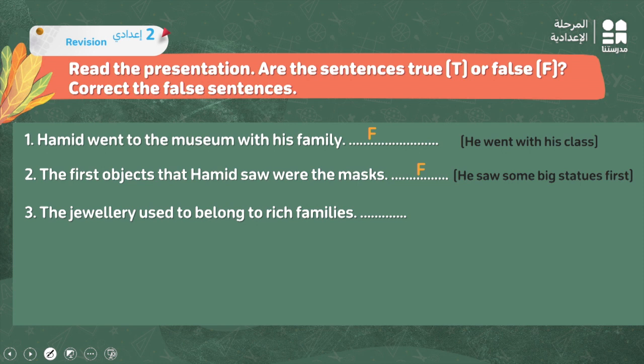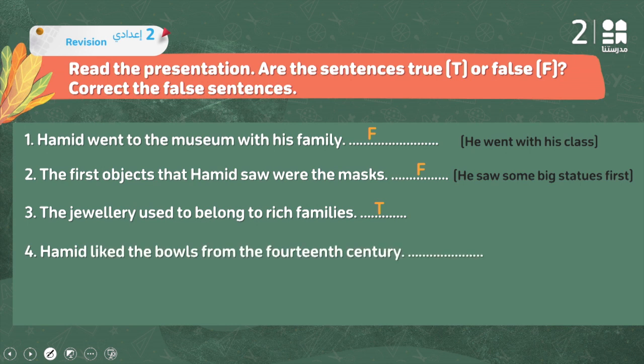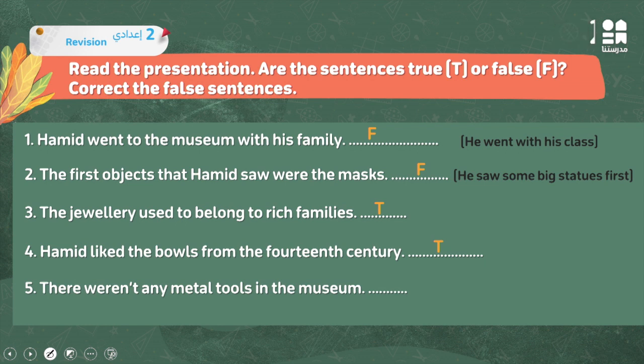The third sentence, the jewelry used to belong to rich families أو المجوهرات اللي هي كانت تنتمي للrich families. Yes, it's true. Number 4, Hamid liked the bowls from the 14th century. Is this true or false? Yes, it's true.